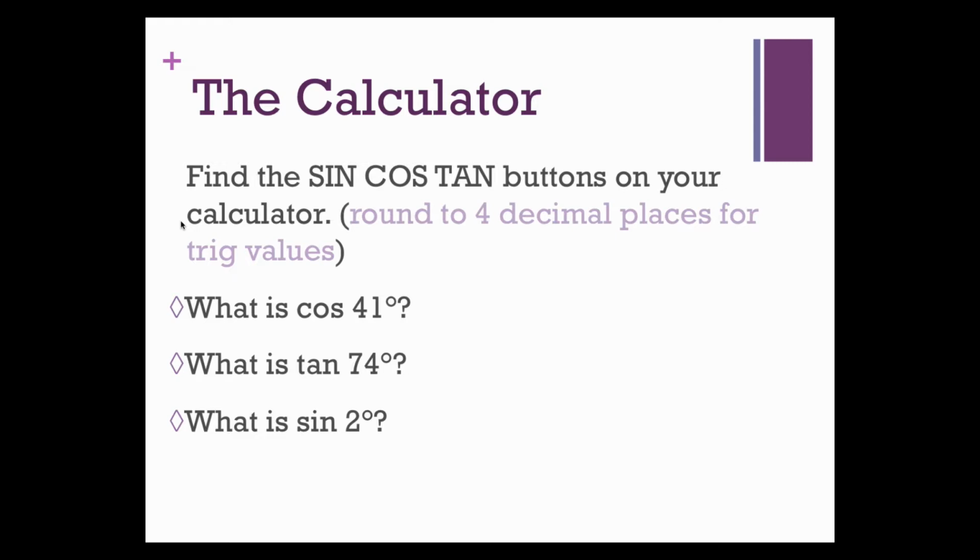All right, let's make sure your calculators are working correctly. There's a sine, cosine, and tangent button on your calculator. Hopefully you found those already. Type in cosine 41 and hit enter, and you should get 0.7547. I rounded to 4 decimal places. Did anybody not get 0.7547? Okay, that happens.